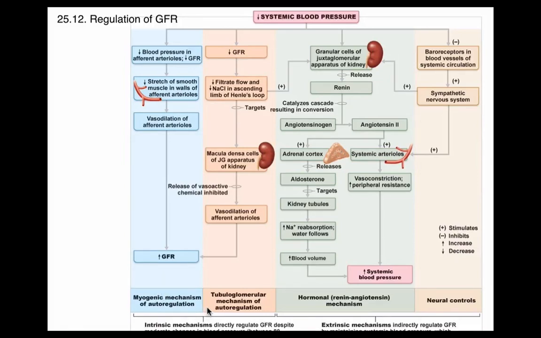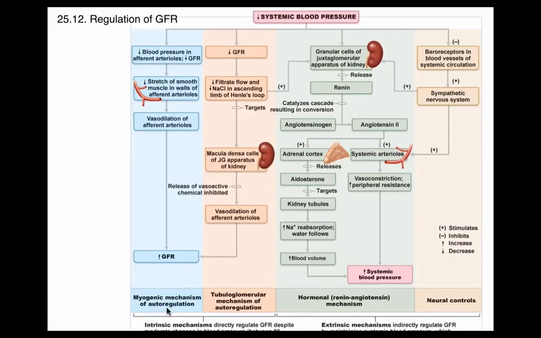In addition to that, there's also the tubuloglomerular mechanism of autoregulation, which is, as GFR goes down, there's a decreased flow of filtrate through the loop. So those macula densa cells that are sensitive to sodium are going to start to communicate through those central cells and cause the vasodilation to happen in a similar mechanism. By opening those afferent arterioles, it's also going to make GFR go up.